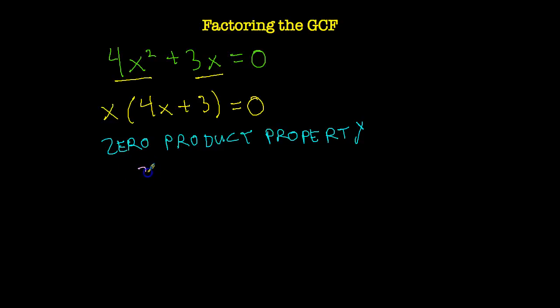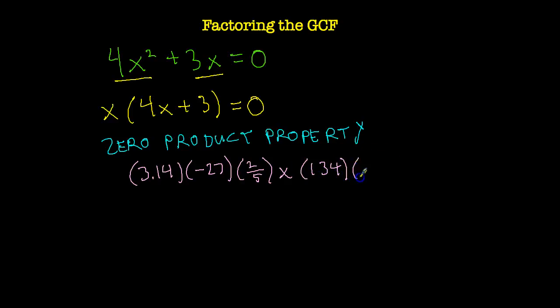So what if I have something like 3.14 times negative 27 times 2/5 times x times 134 times 5.7, okay, and all of that is equal to 0. I'd like you to help me solve this baby. Can you pause and try solving for x?